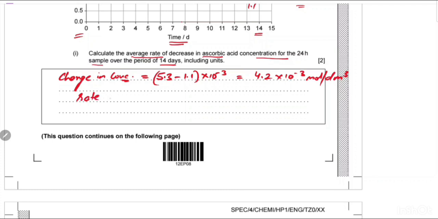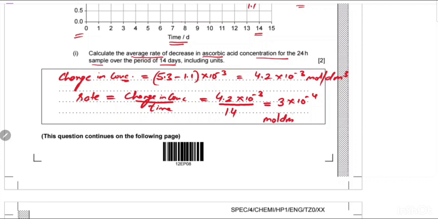Therefore, rate equals change in concentration upon time taken. So that will be 4.2 into 10 to the power minus 3 upon 14 days. So that is 3 into 10 to the power minus 4 mol dm to the power minus 3 days to the power minus 1. This is the answer. Since the question says including units, units should be included, and this will give you 1 mark, and 1 mark for the final answer.